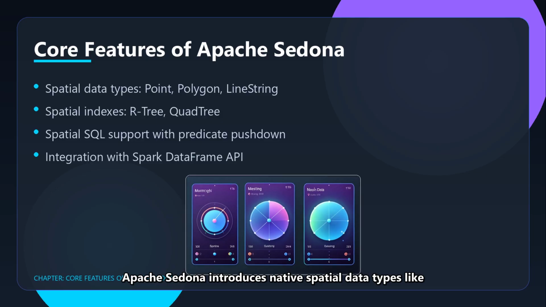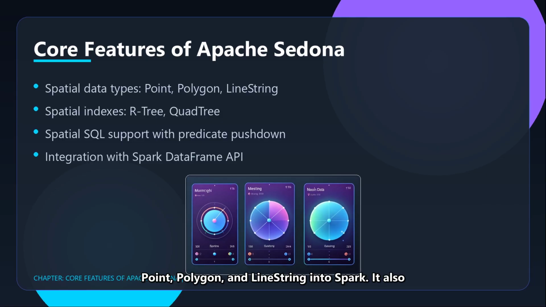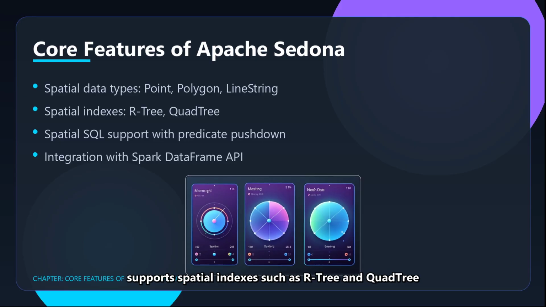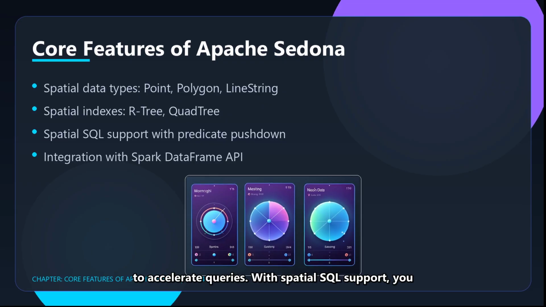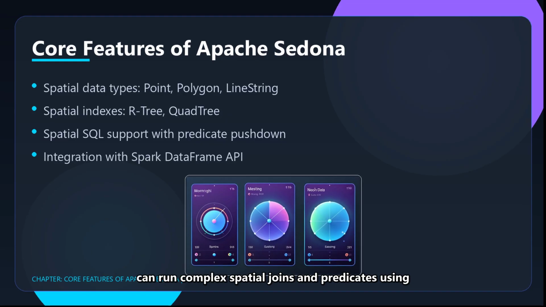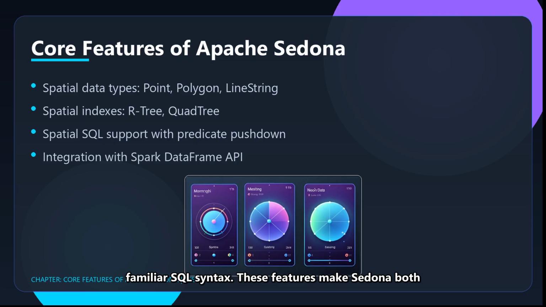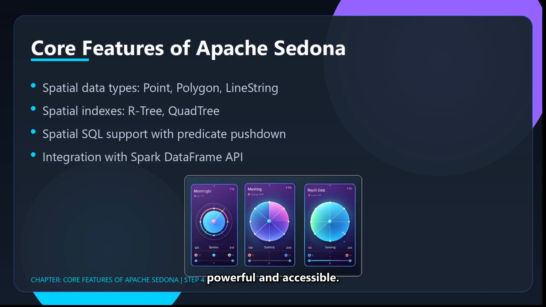Apache Sedona introduces native spatial data types like point, polygon, and line string into Spark. It also supports spatial indexes such as R-Tree and QuadTree to accelerate queries. With spatial SQL support, you can run complex spatial joins and predicates using familiar SQL syntax. These features make Sedona both powerful and accessible.